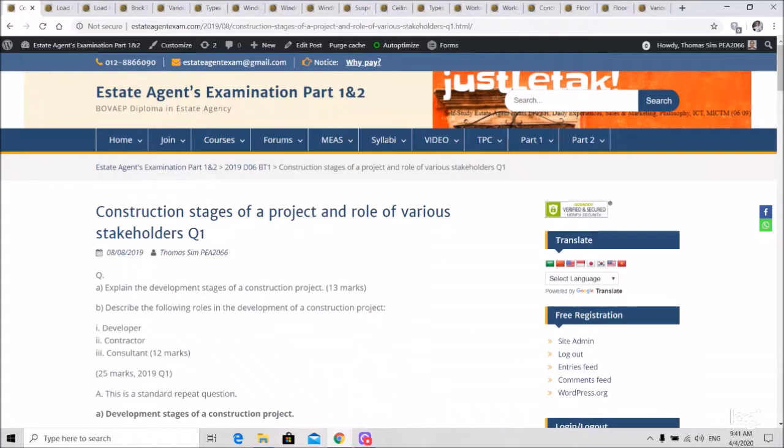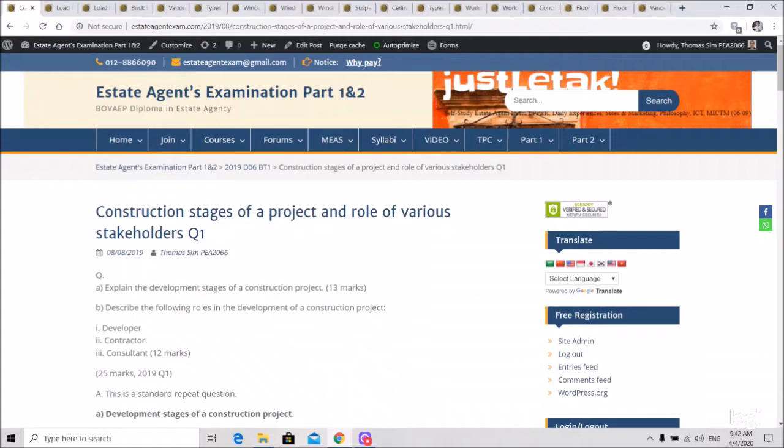So let us start. The first question, 2019 Building Technology 1, was: explain the development stages of a construction project, and then describe the following roles in the development of a construction project: developer, contractor and consultant. This type of question is a bit like essay writing, a theory question. Usually one such question comes out every year in Building Technology 1.